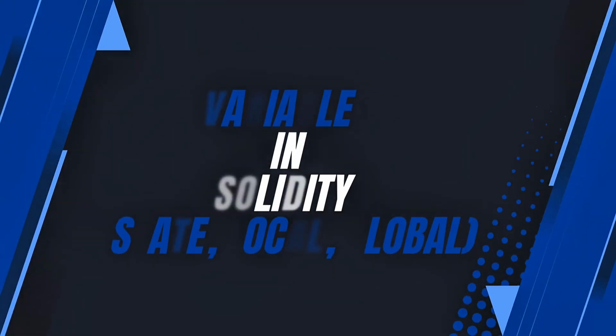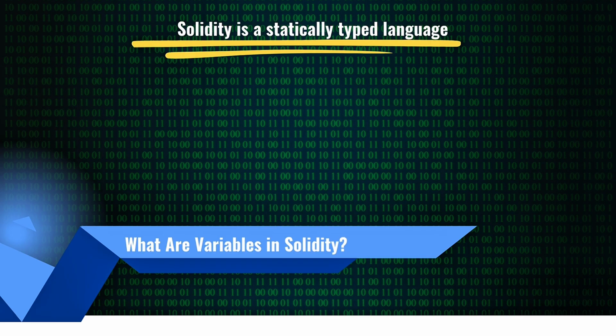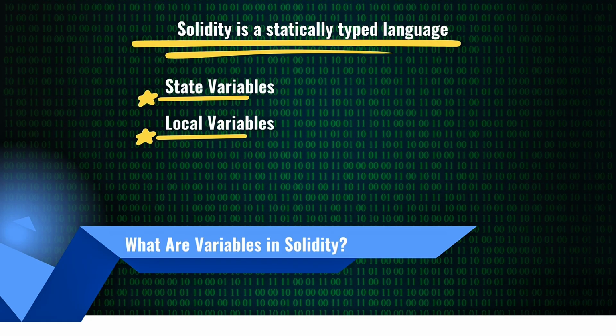What are variables in Solidity? Solidity is a statically typed language, meaning each variable's type and category must be declared. In Solidity, variables are containers for data within smart contracts. They hold values that define the contract's state and logic. Solidity variables fall into three main categories: state variables, local variables, and global variables. We will explain each in turn using code examples and on-screen cues to illustrate.